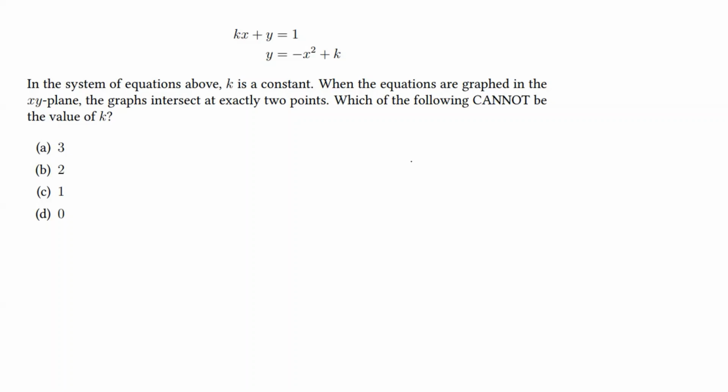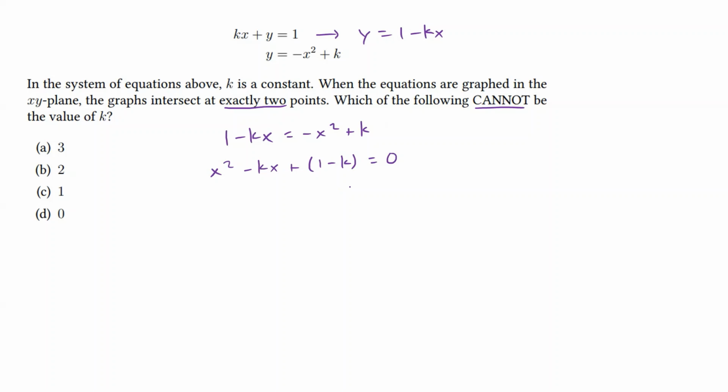In this particular question, it's a little bit different. Instead, we want to find a constant such that it cannot be that number. We want exactly 2 solutions. We first rewrite this first equation to be y is equal to 1 minus kx. This allows us to only look at the x's. We can say that 1 minus kx is then equal to minus x squared plus k. And rewriting this yields x squared minus kx plus 1 minus k.